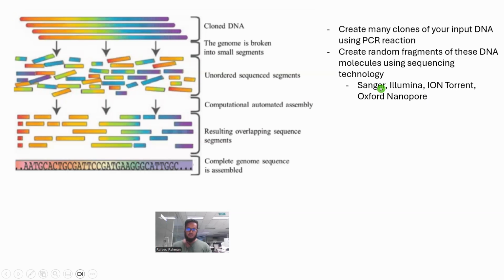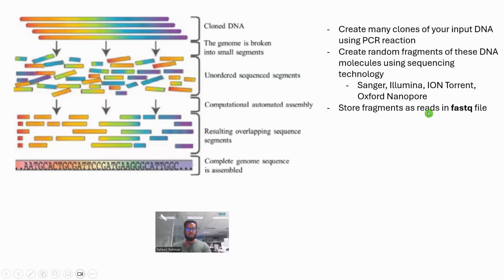There are different ways this can be done. I have named a few, and they use very different methodologies to cut up these small DNA fragments. How long these fragments are also depends on the technology itself. For example, in Illumina, it is normally within 400 base pairs, and at Oxford Nanopore, it can be over 1000 base pairs.